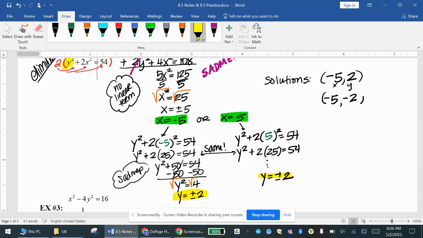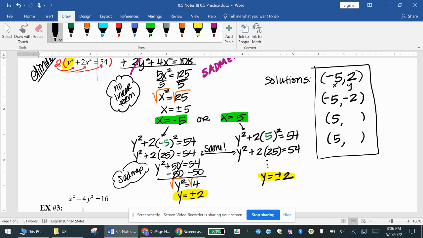All right. So what does that mean? That means that when I write out the solutions for +5, remember, x was also +5, I need to write that. Look at all these solutions. So I've got 5 that can go with 2 or 5 with -2.